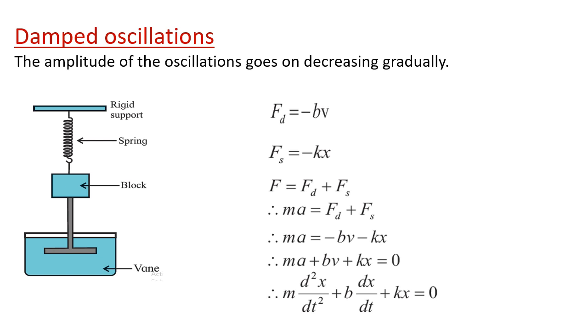So here, if you have to write acceleration in terms of displacement, we can write acceleration as m d2x upon dt square plus b into v, where velocity in terms of displacement is the rate of change of displacement, so it is dx upon dt, and the last term kx remains as it is. So m d2x upon dt square plus b into dx upon dt plus kx equal to 0.